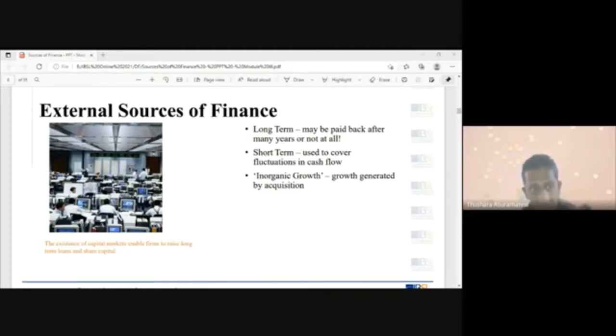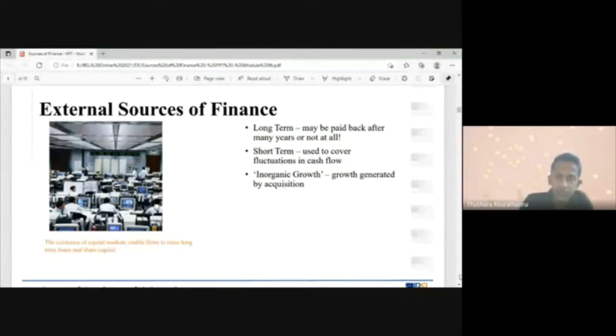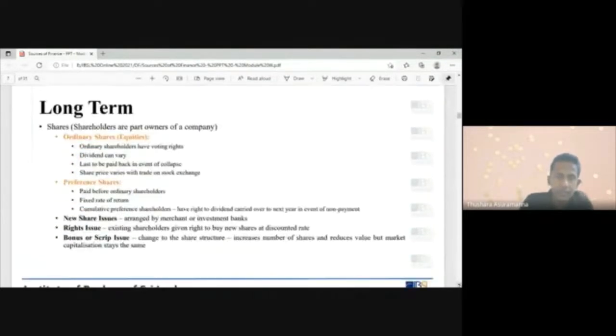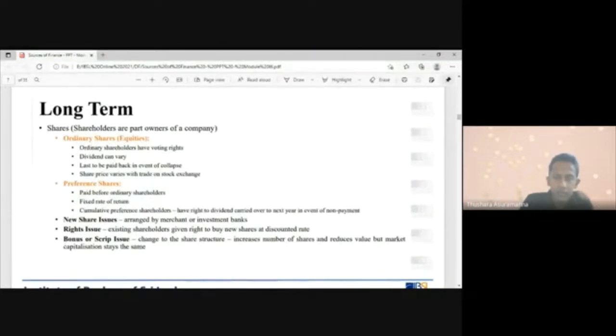So here we are discussing internal sources and external sources. Okay. Any questions? You can refer to me and we'll discuss. Here we'll share some thoughts, but not going into very much detail, but you can read through.